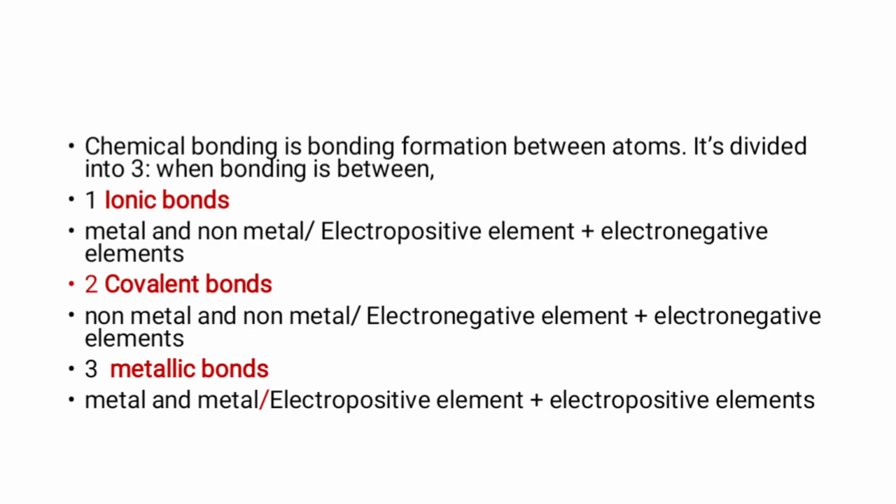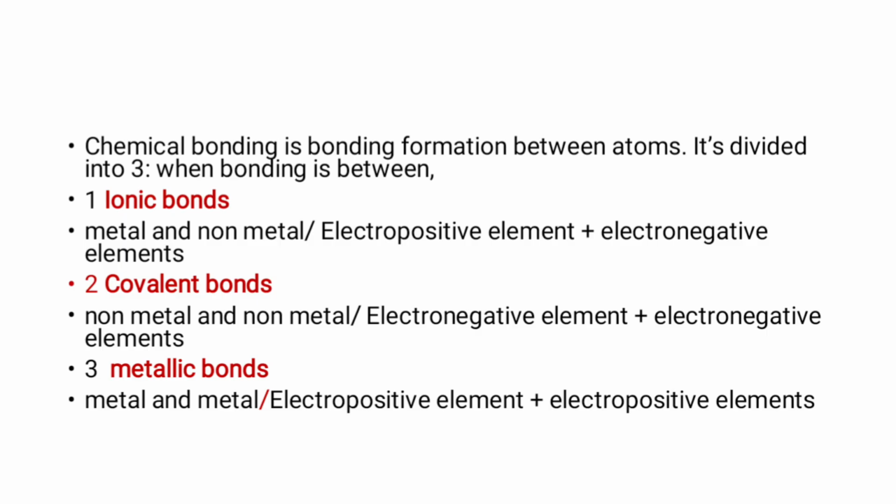A metallic bond is between a metal and a metal. A non-metal and a non-metal form a covalent bond, and a metal and a metal form a metallic bond. So here comes metallic bonding: two electropositive elements, an electropositive element with another electropositive element.